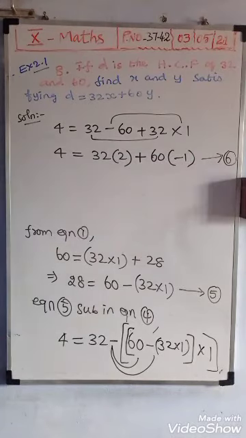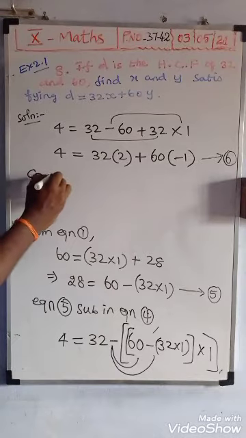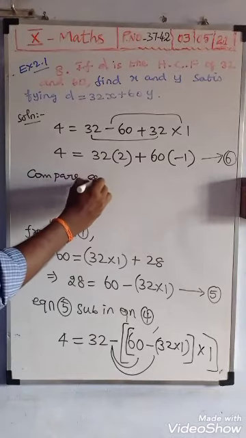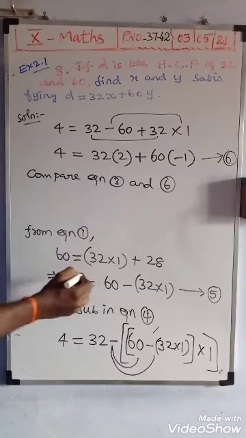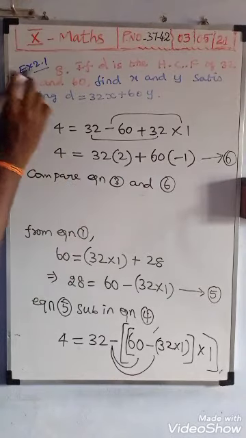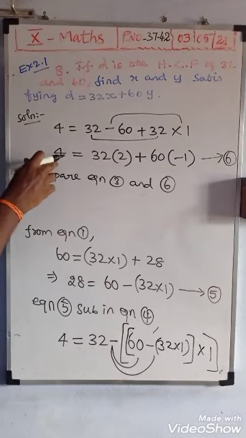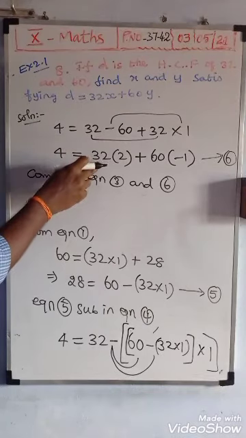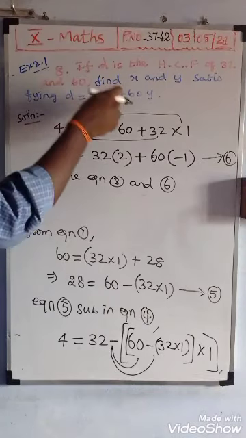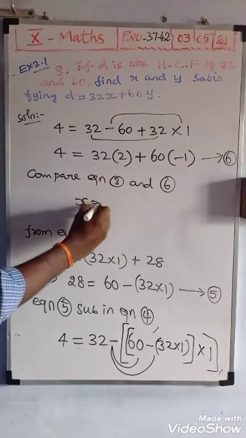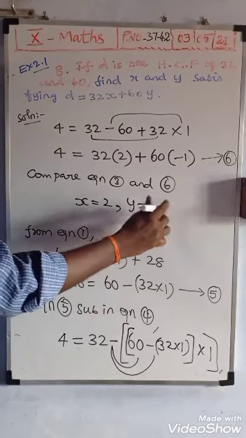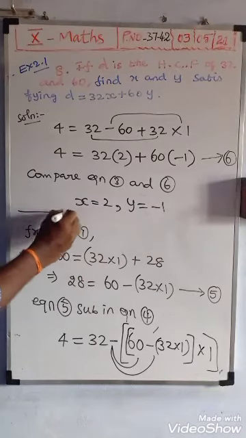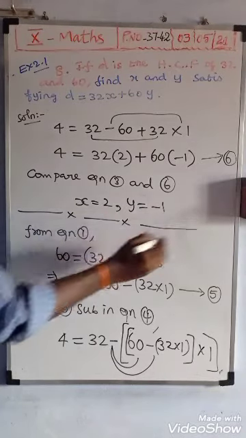Why I have changed it in this format: you compare equation 3 and 6. So see, both are 4 and 4. Okay, left hand side 4 4, 32 32. So instead of x place, what is there? In x place 2 is there and in y place minus 1 is there. Yes, y place minus 1. So therefore we received the answer.